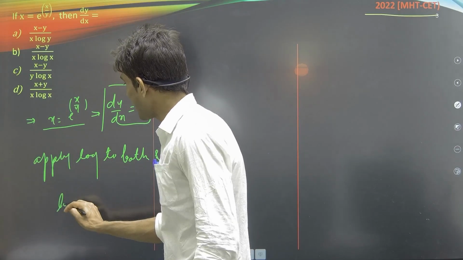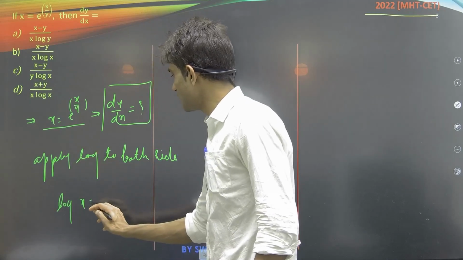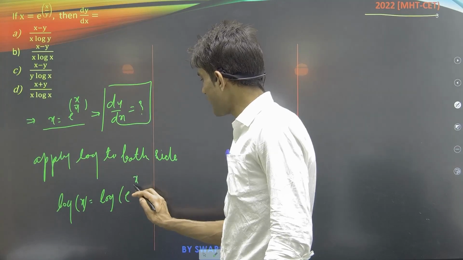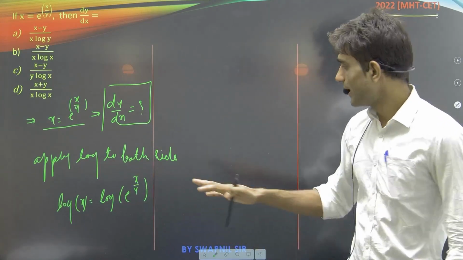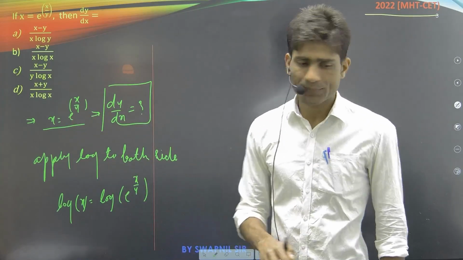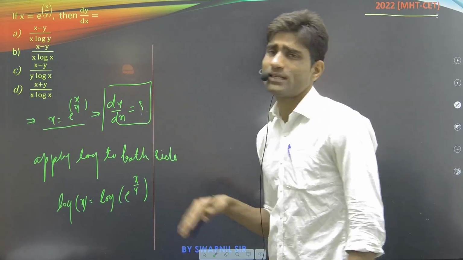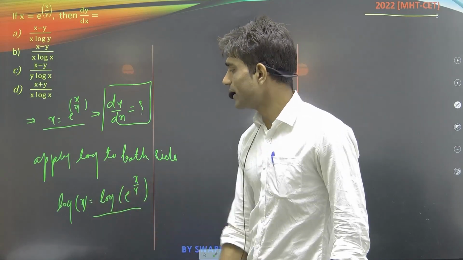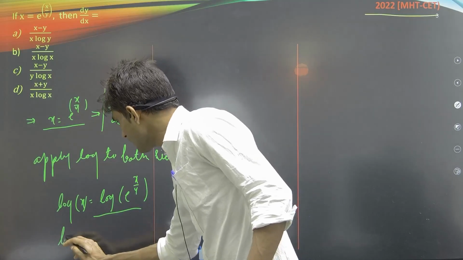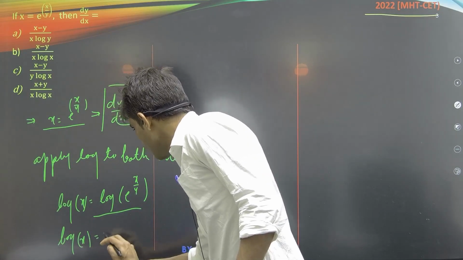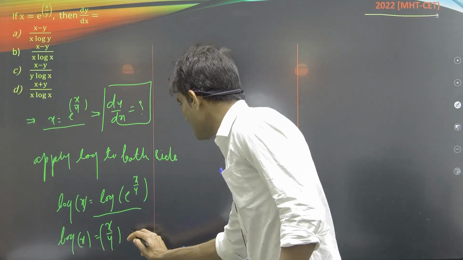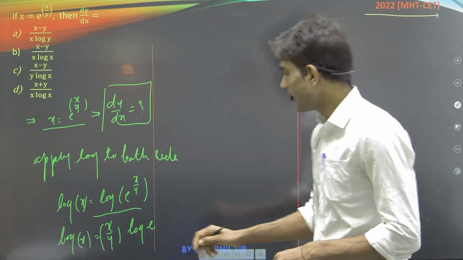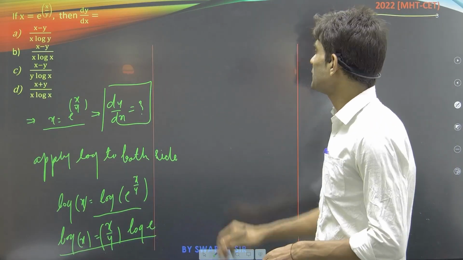So log of x is equal to log of e to the power x divided by y. What I have done is apply log to both sides. So by applying the exponent rule for logarithm, take x by y as a multiplicand. Next step: log of x is equal to x divided by y into log of e. Here I applied the exponent rule for logarithm.